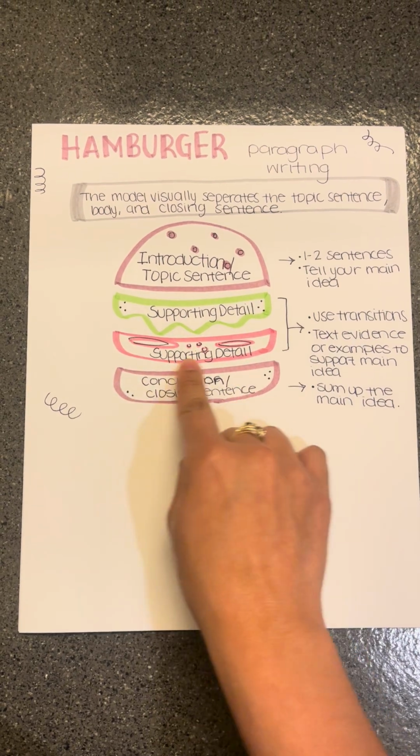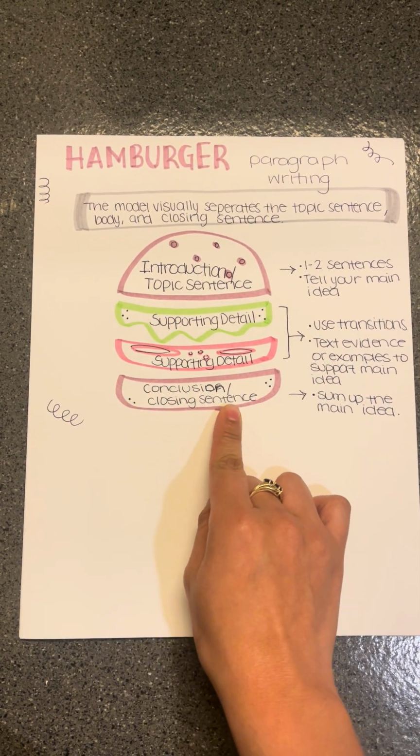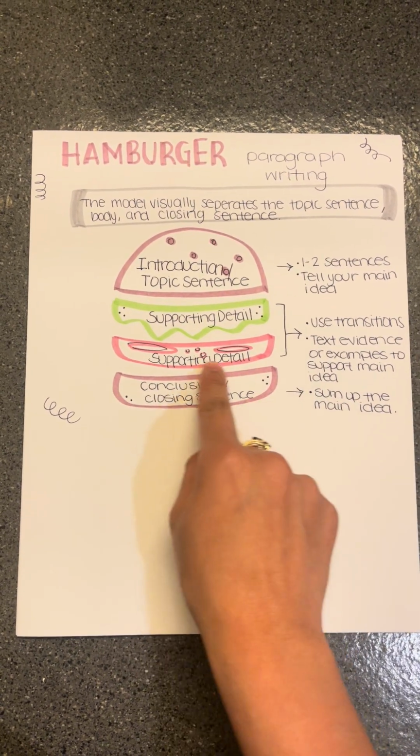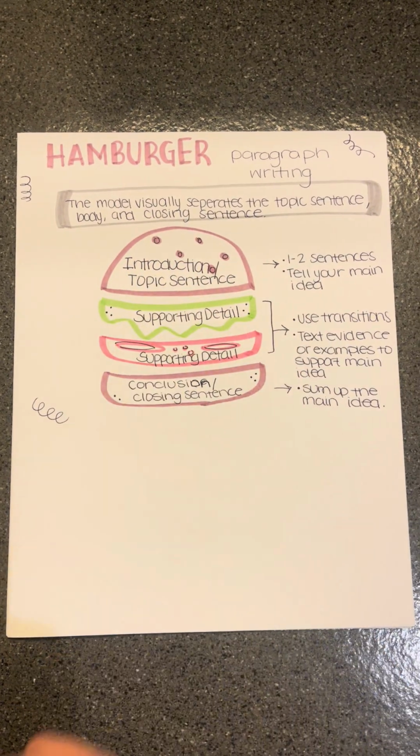And then finally, our conclusion. This is our bottom bun for the conclusion or closing sentence, basically summing up the main idea. So this will conclude and sum up all that we talked about, our main idea.